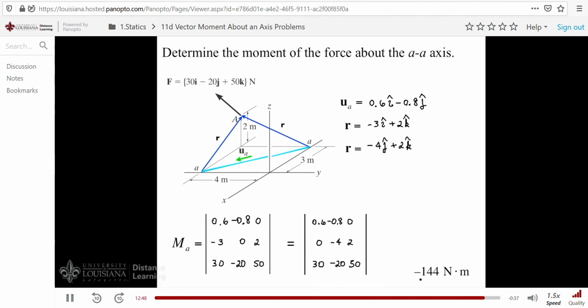What does the negative sign mean? It means that the moment of this force around this axis doesn't go in this direction, rather it goes the other way. And again, if you want to represent the moment around the axis as a Cartesian vector, what do you do? You take this number, this minus 144, and you multiply it by the unit vector right here, and you get the answer, of course. And that's essentially how we do these problems.